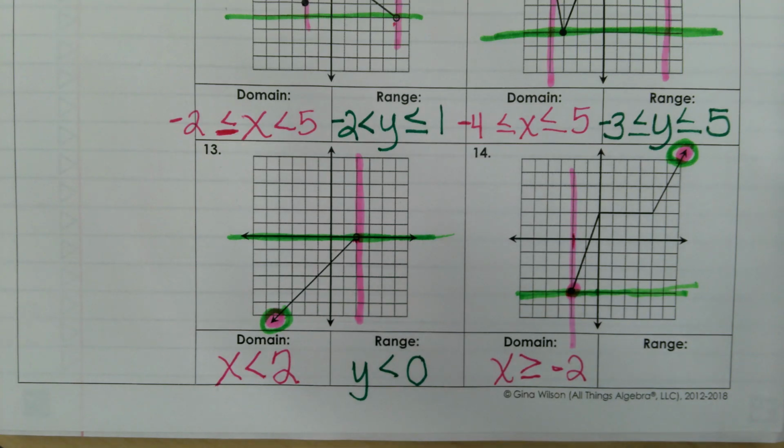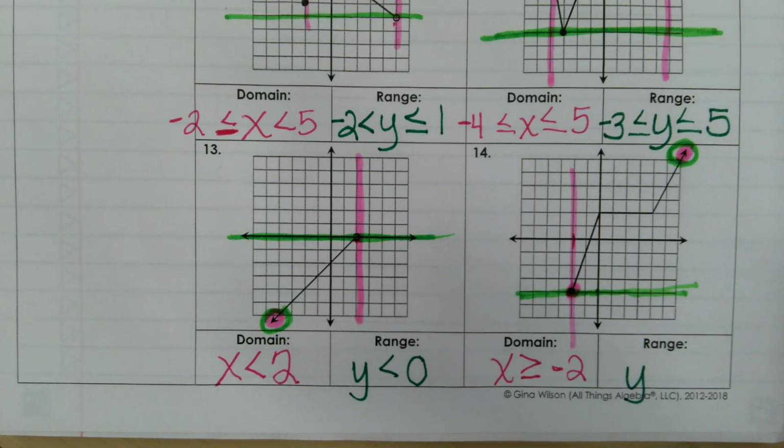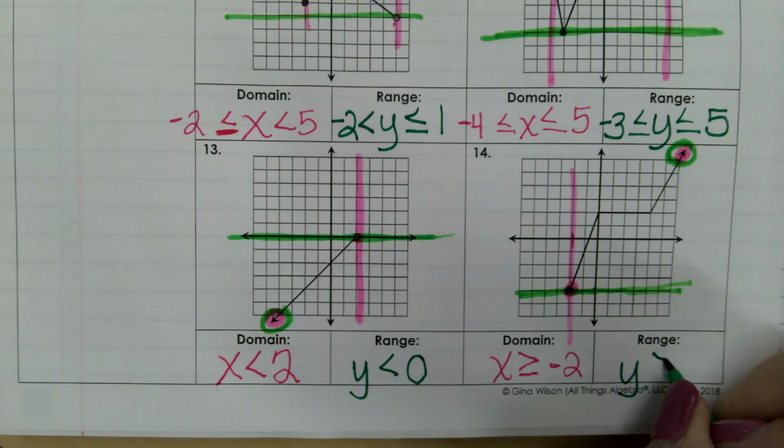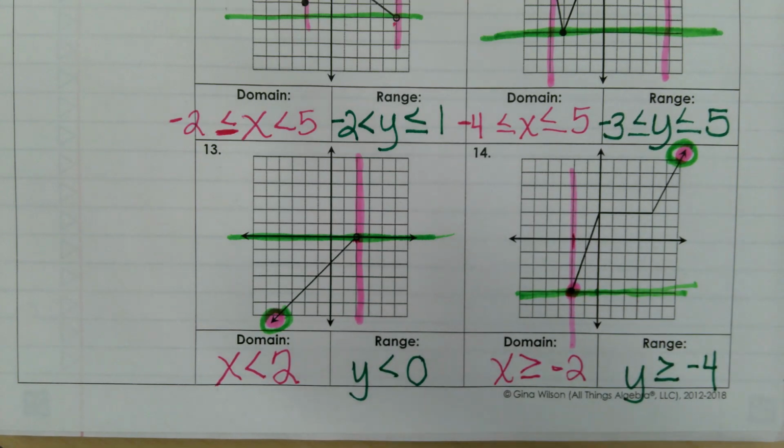Take a second and write what you think the answer is going to be. So Y, closed circle at -4. Did you get that answer?